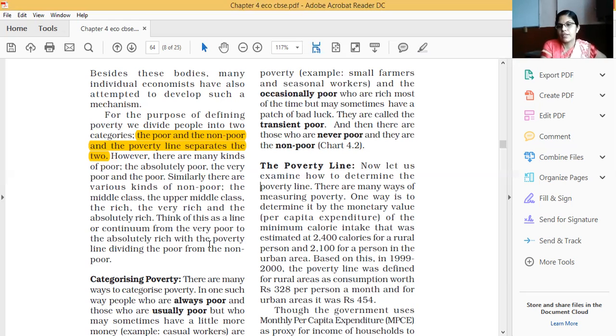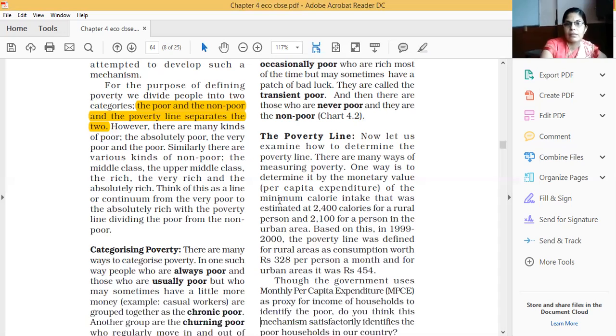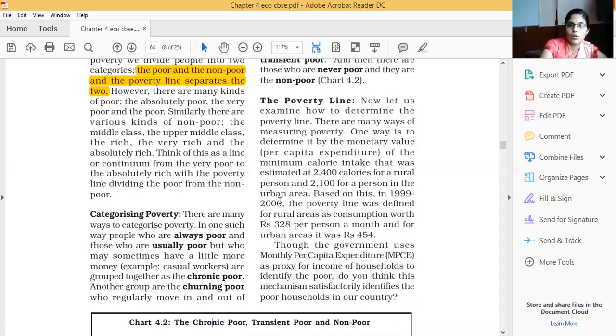The poverty line. What do you mean by the poverty line? The poverty line means we can know whether a person is poor or not by this measurement. It was decided by research. The Indian Medical Council research decided 2,400 calories for rural people and 2,100 calories for urban people.